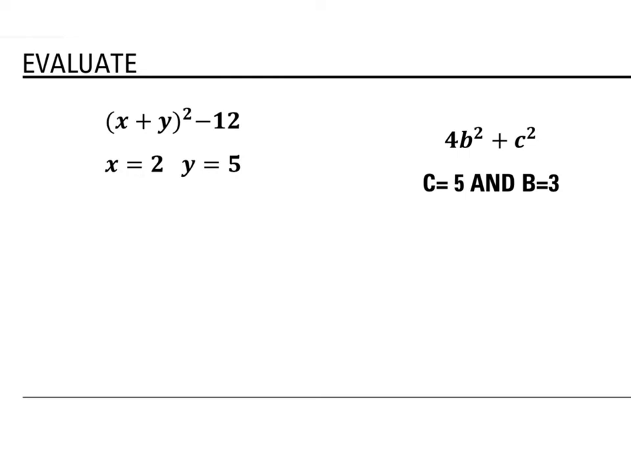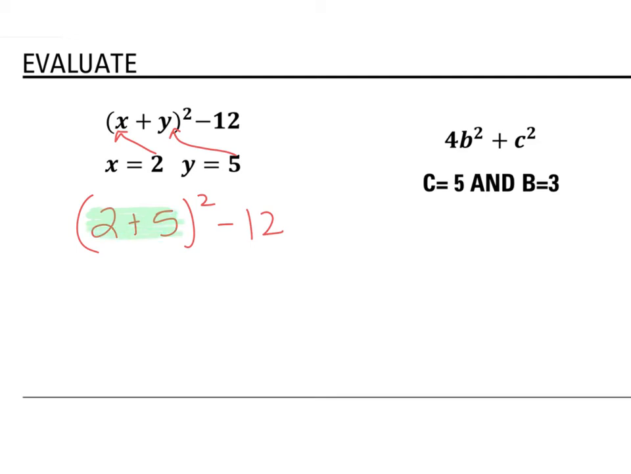Okay, for this one, they gave us an expression. We're going to plug in the values that they gave us. So we're going to put a 2 where the x is and a 5 where the y is. So I'm going to rewrite it as 2 plus 5 in parentheses, all squared, minus 12. So our first step here is to work in our parentheses. So we're going to do 2 plus 5.